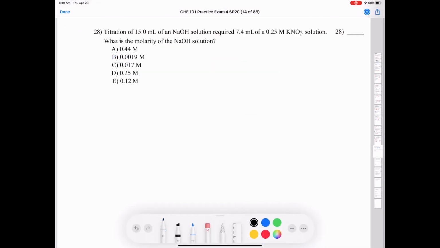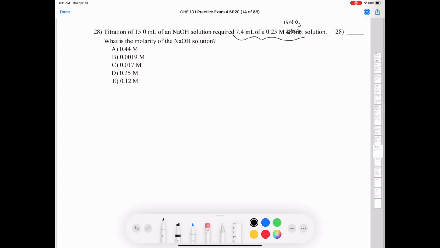Number 28, titration of 15 milliliters of a sodium hydroxide solution required 7.4 mL of a 0.25 potassium nitrate solution. This is a typo. So this is not potassium nitrate. It should say HNO3. So it should read nitric acid. So it's a titration of sodium hydroxide using the standard solution, and the standard solution is a 0.25 molar nitric acid solution, and it's asking us to determine what the molarity of the sodium hydroxide is.